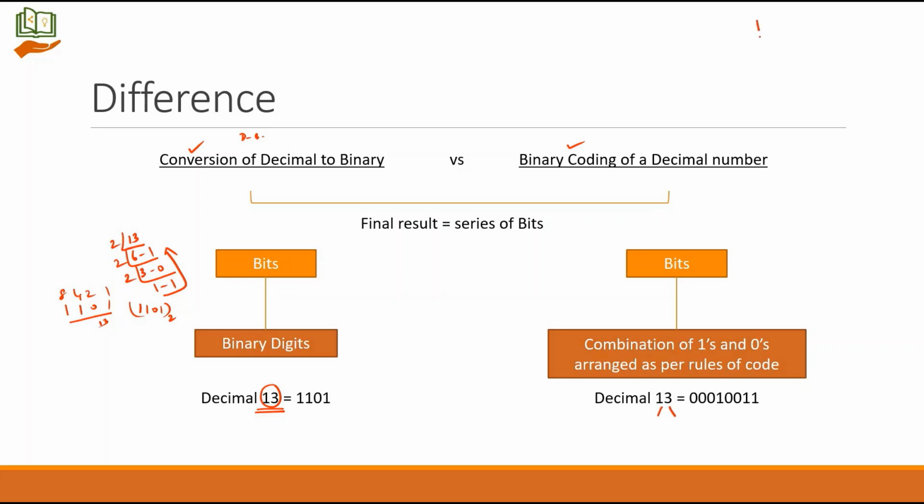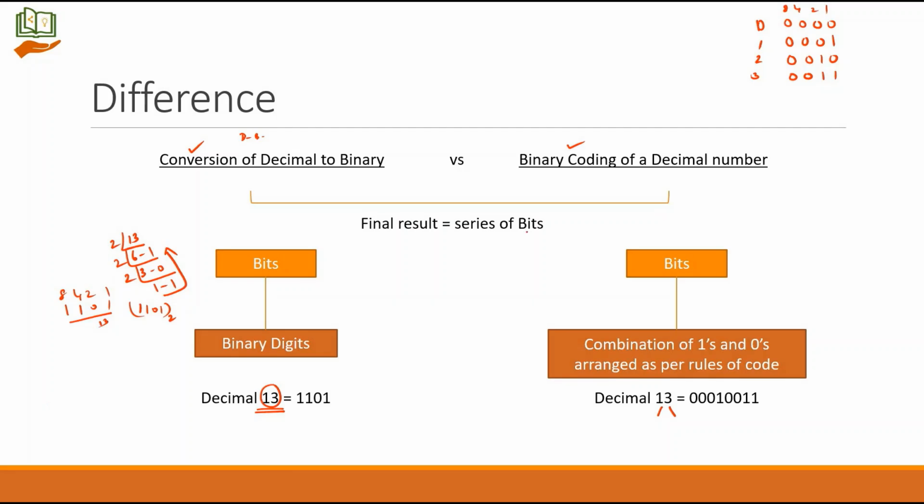So let's have 0, 1, 2, 3. Let's take the 4-bit representation: 8, 4, 2, 1. How do you represent 0? 0, 0, 0, 0. 1 will be represented as 0, 0, 0, 1. 2 will be represented as 0, 0, 1, 0. 3 will be represented as 0, 0, 1, 1.